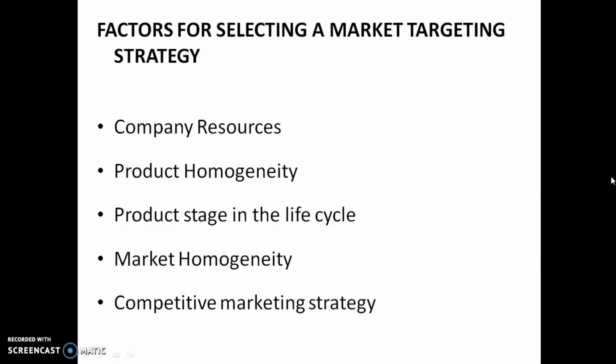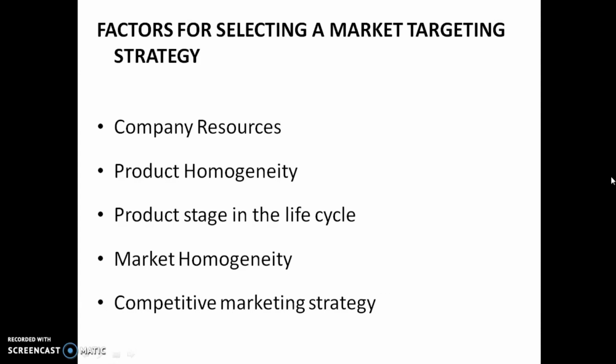The second factor is product homogeneity. That is, the same type of products are more often selected for targeting purposes. The third factor is the product stage in the life cycle. When a product is introduced by a firm into the market, the first interest of the firm will be an undifferentiated marketing strategy. As the product attracts customers, the next marketing strategy used by the firm will be the concentrated type, because the firm will be concentrating on that particular product to be targeted to the customers.